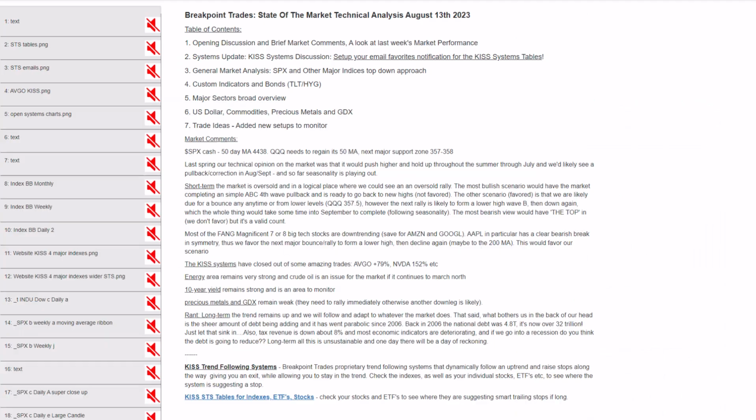All right. Anyway, regarding the support and important levels, like I said, the 50-day moving average on the S&P, we'll be watching that. For the Qs, they need to regain their 50-day moving average. The longer they spend under that, that's a problem. On another sell-off, the next major support zone for the triple Qs is 357 to 358.